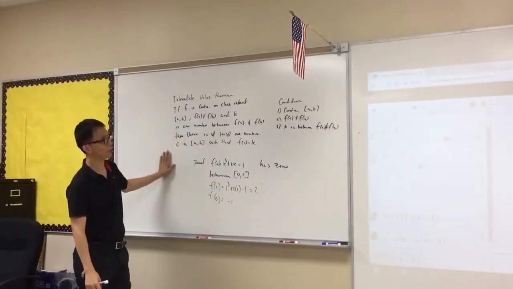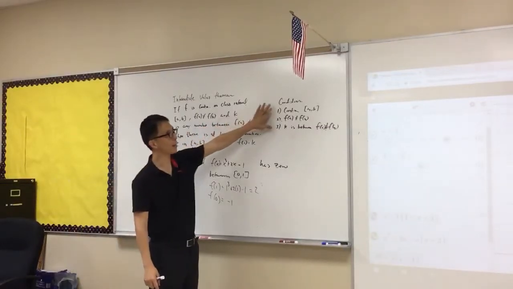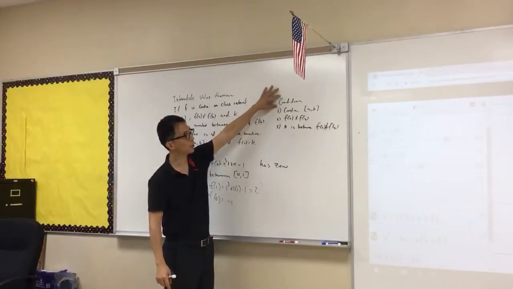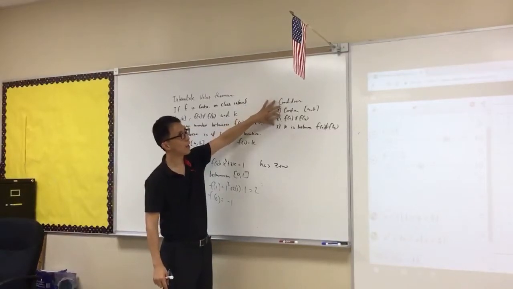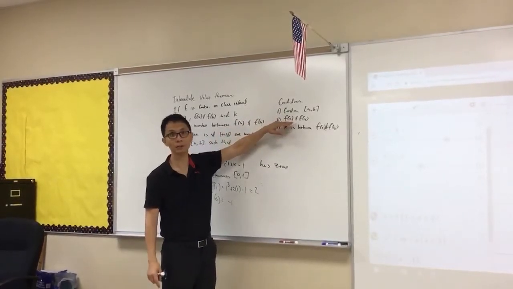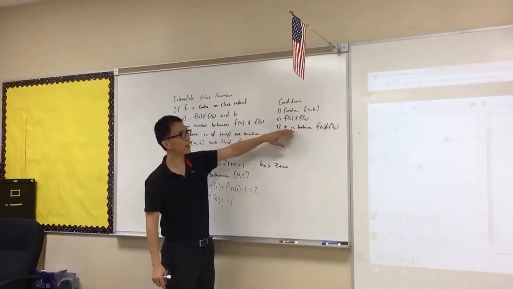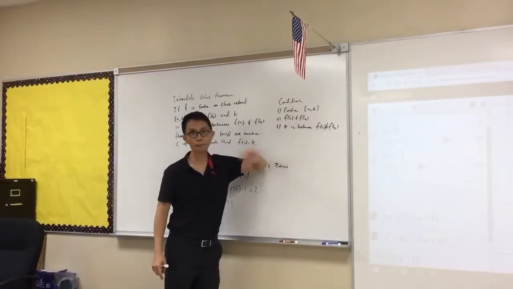This is whatever you write down. This is the side that I write on the side. It says the condition is continuous, and f(a) does not equal f(b). Okay, f(a) does not equal f(b). There's a reason why f(a) does not equal f(b): k is between f(a) and f(b).